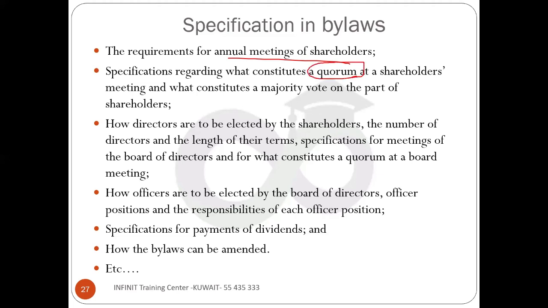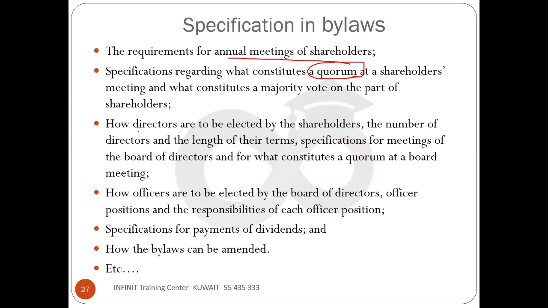For example, if you have 10 people on the board, how many directors should be available in the meeting to make that meeting a valid one? So what's the quorum? At least 5 should be there, for example. So that will be there in the bylaws.